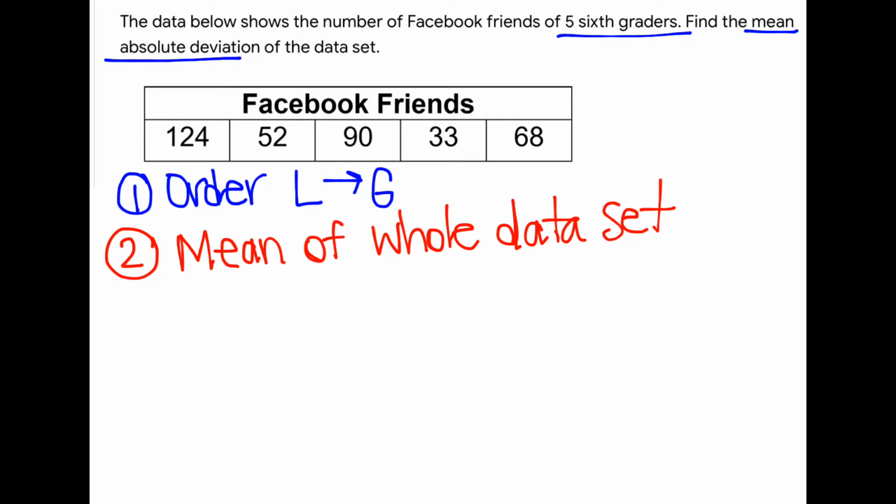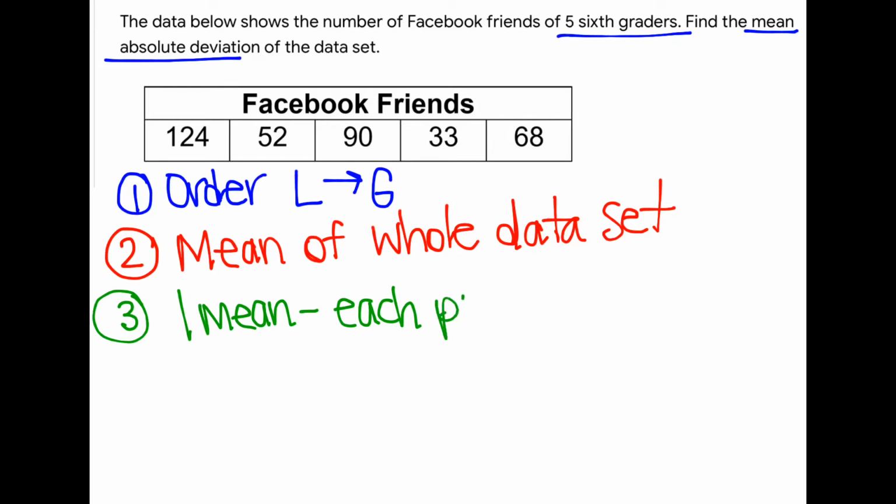Step 3, you need to take the absolute value of the mean minus each piece of data. And those lines mean absolute value.